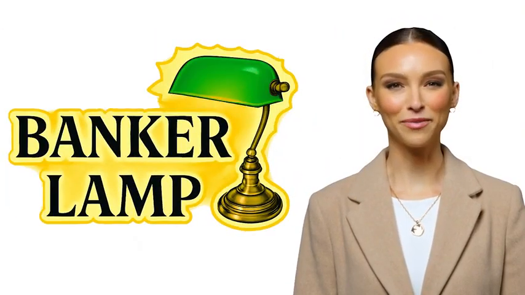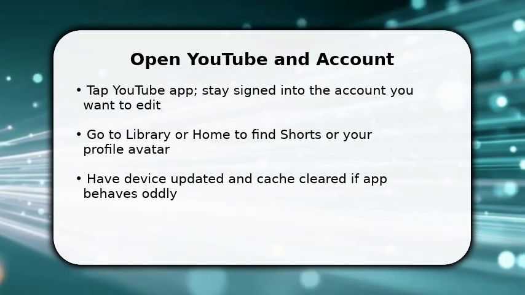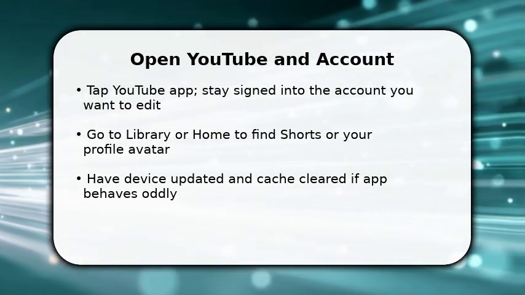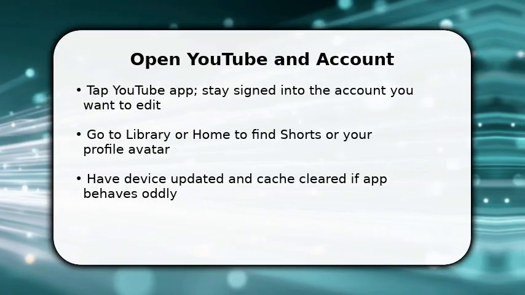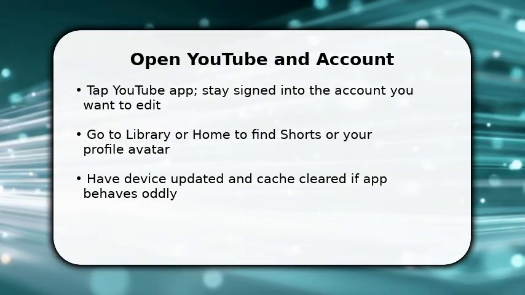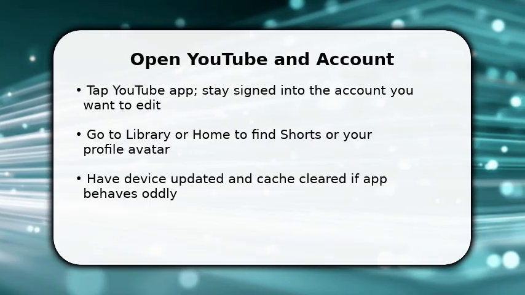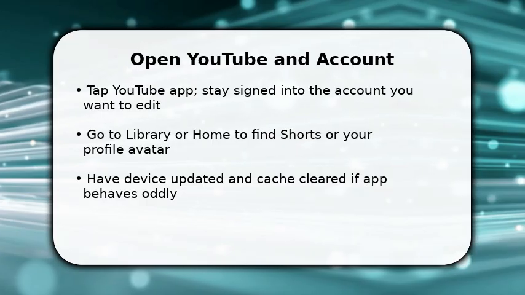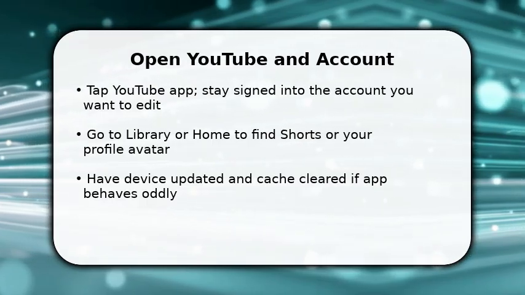Please enjoy the video. You start by opening the YouTube app and verifying you're signed into the account that contains shorts you want removed. Tap your avatar to access settings because removing shorts is done from your channel and content controls. Once done, go to Library, then your videos to list shorts. These display as vertical clips.